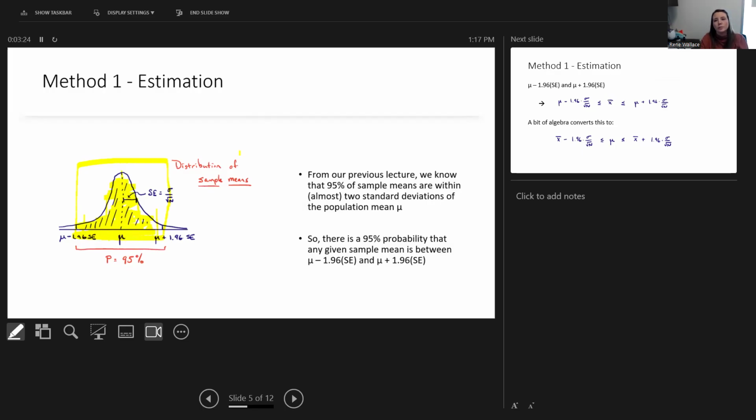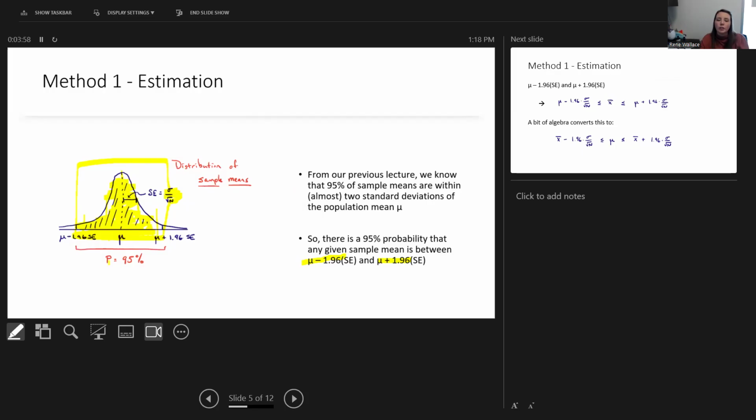So there's a 95% probability that any given sample mean is within mu minus 1.96 and mu plus 1.96, because of the 3 things that we know about our distribution, right? We're assuming that it's normal. We know that the standard error is this formula right here, standard deviation divided by square root of n, and that's what's controlling the width. And then we know that it peaks at mu. Those are the things that we know to be true.